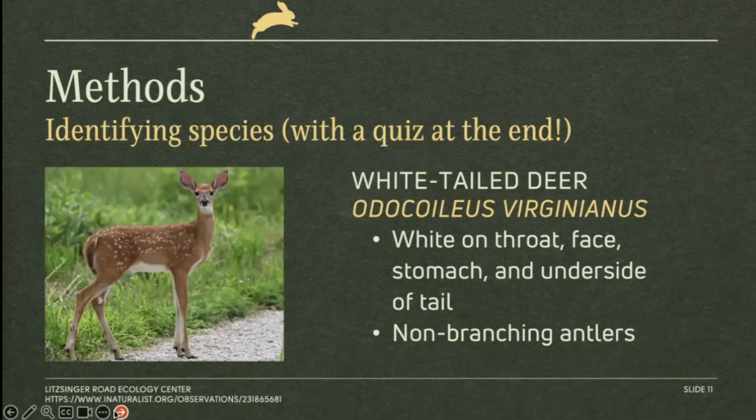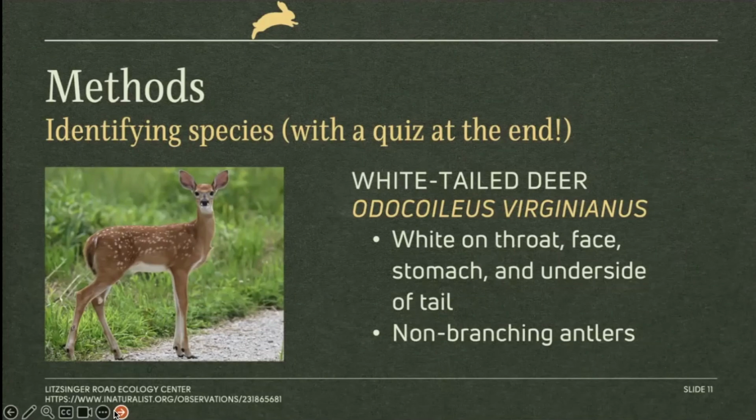So there will be a slight quiz at the end. I'll play some videos, and if you guys can shout out what animal it is, you can go for it. If you know the scientific name, even better. And so they have white on the throat, the face, the stomach, and the underside of the tail, which is why they're called a white-tailed deer. And you can pretty much always figure out what species it is from that.